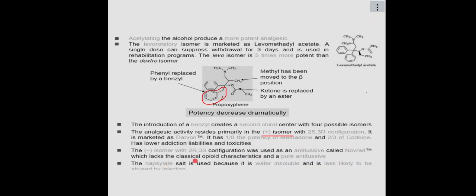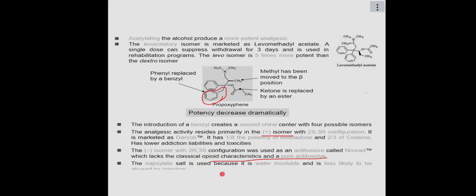Then we have the levoisomer. So you can see it's just a difference. The 2R 3S configuration was used as an antitussive, under a brand name, which lacks the classical opioid characteristics and is purely an antitussive. So please let us remember the reversal of the stereochemistry, whereby it is the levoisomer which has antitussive activity, and it is the dextroisomer which has analgesic activity.